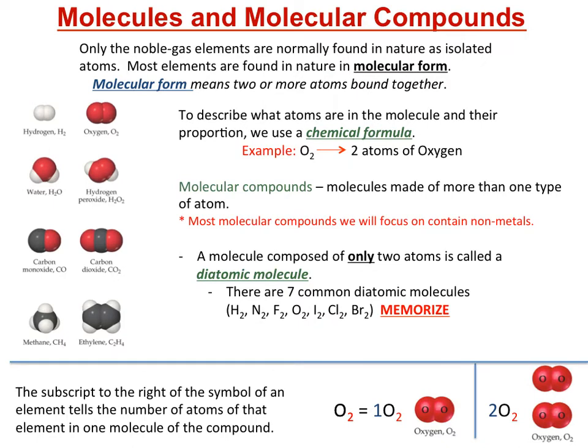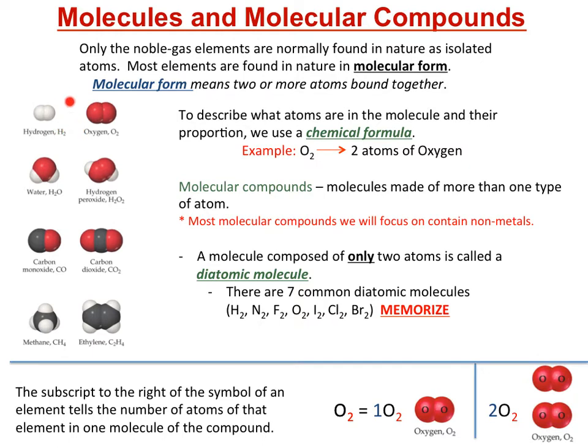So most of the time when we talk about these two or more atoms that are bound together, we describe them using what we call a chemical formula. And so a chemical formula could be something as simple as O2. O2 just means that we have two atoms of oxygen that are combined together to make up a compound. So this is really one of the simplest types of molecules we could talk about.